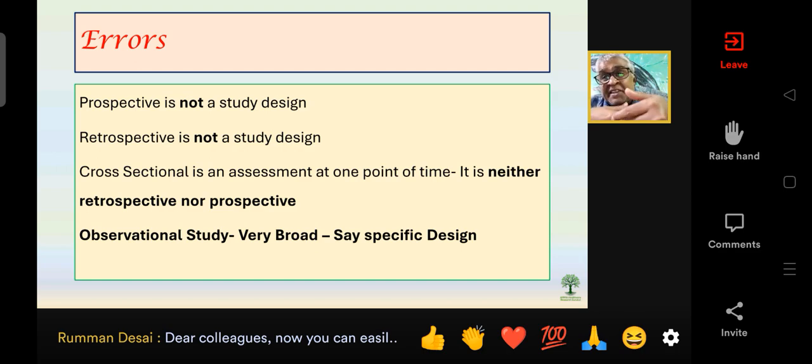The other thing that comes is, I did an observational study, or I did an analytical study. I did an experimental study. Very broad terms, very vague terms. You need to make it more specific. So when you're writing your dissertation, you have to specify: I did a cross-sectional design, I did a case control design, I did a cohort design, I did a clinical trial.